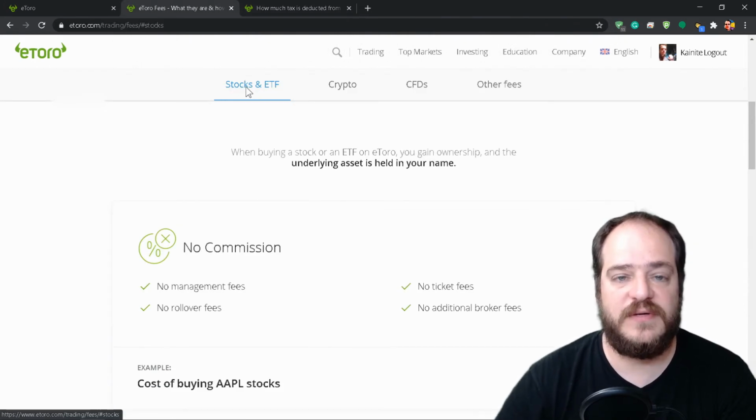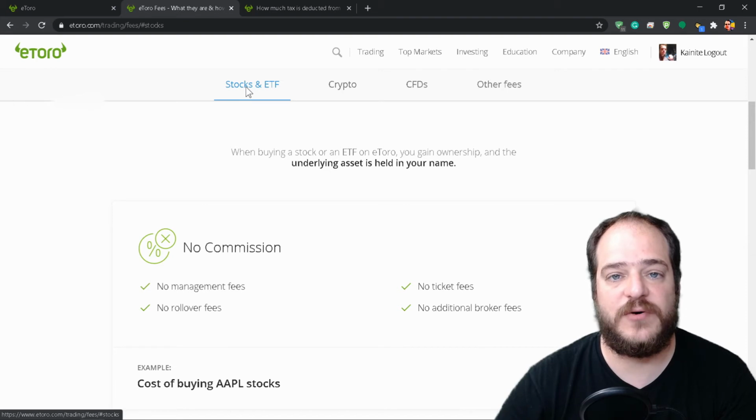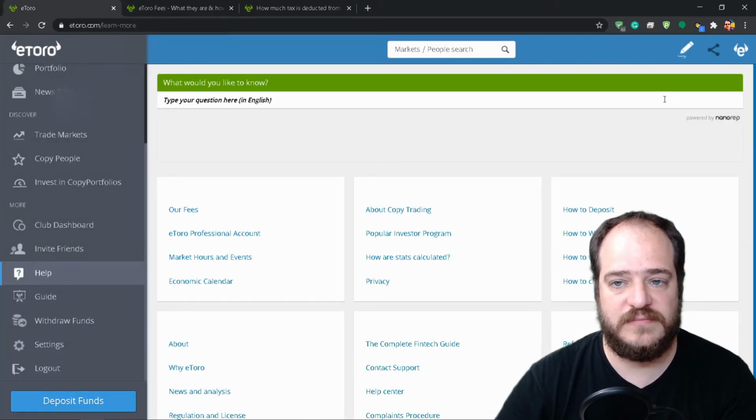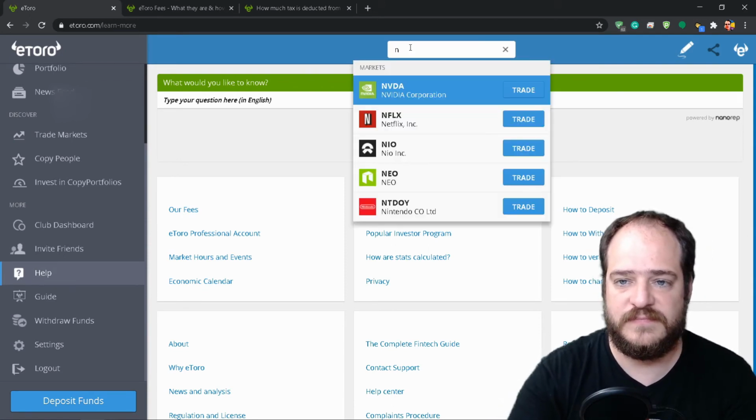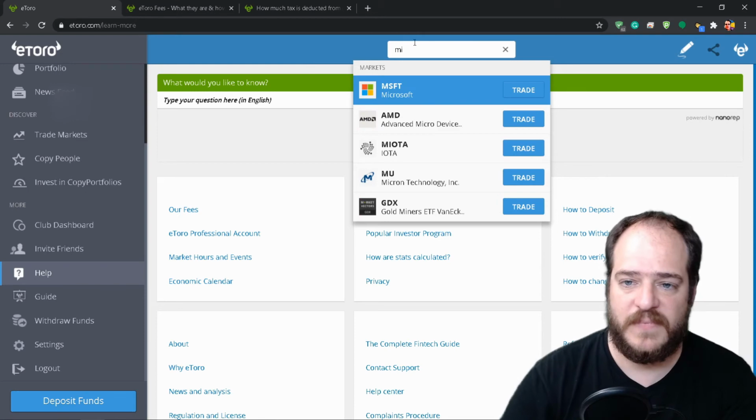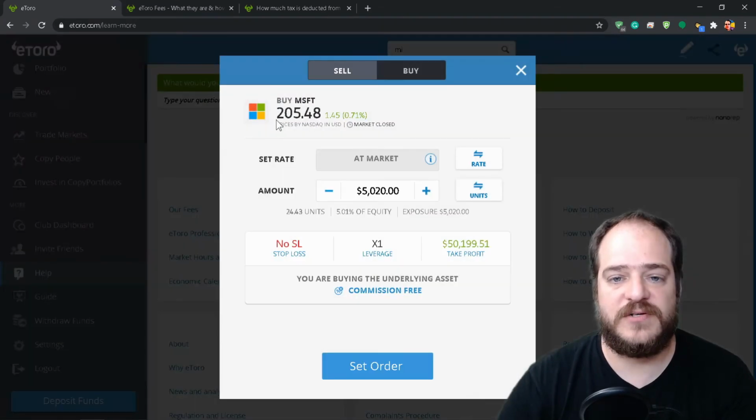One more thing, why you don't pay any fees when you buy or sell ETFs or stocks is because this value is already included in the stock price. So, for example, let's go here to Microsoft to give you an example. So Microsoft is now at 2.5. We are now, the market is closed. Let's check this on the finance.